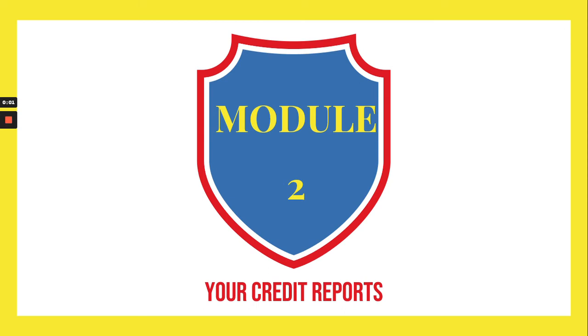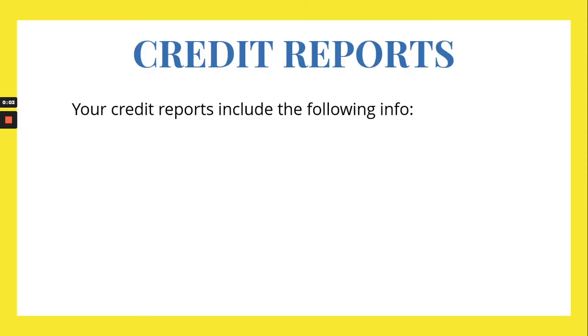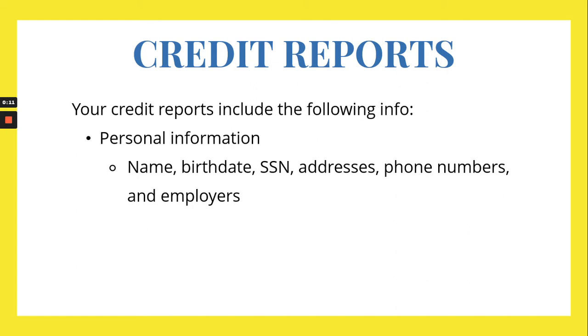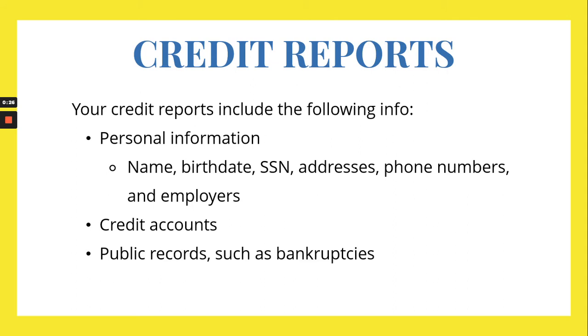Module 2, your credit reports. Credit reports include the following information. You will have a personal information section on your credit report that contains your name, birth date, social security number, address, phone numbers, and employers. You'll have credit accounts or trade lines, public records such as bankruptcies, and recent credit inquiries.